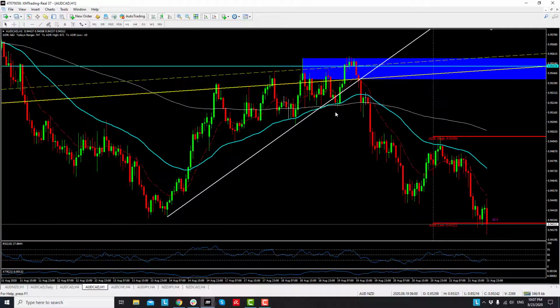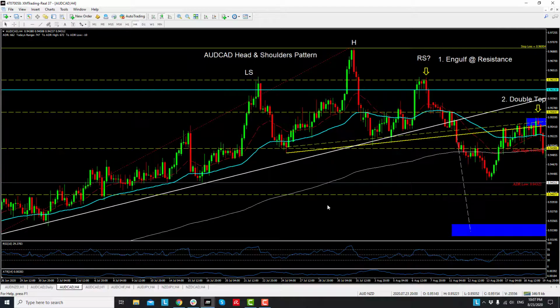Now that we have a break and a test of the head and shoulders pattern, we can look at our targets. Our first target is based on the head and shoulders pattern, which would be a measure from the top of the head to the neckline and drawn from where the breakout occurred. In this case, we're looking at somewhere in the 93.30s area for our first target.